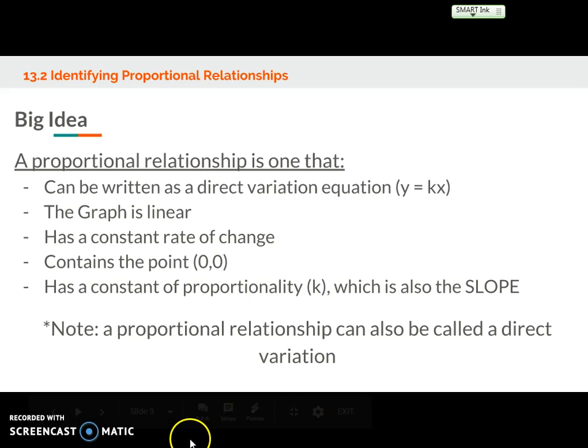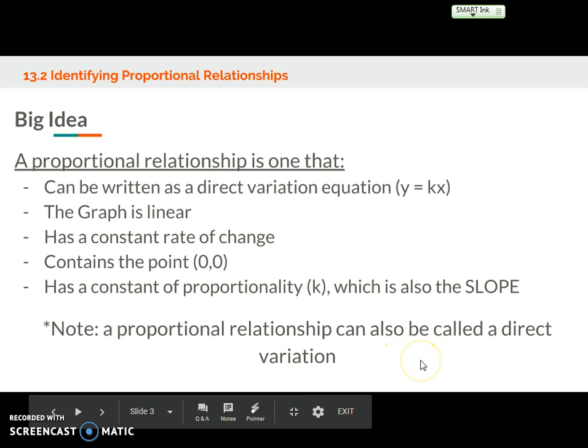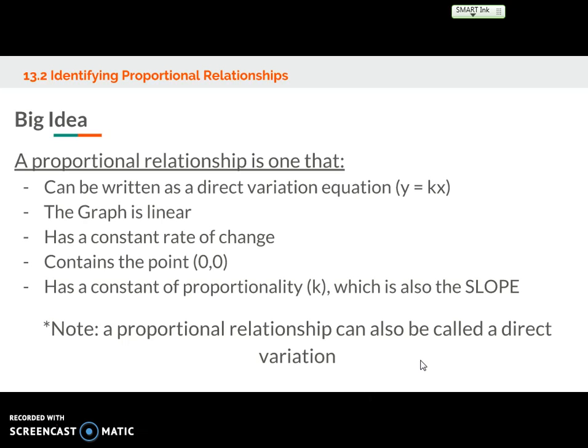Also note, a proportional relationship can also be called a direct variation. So you might hear that a little bit. Is this a direct variation? It's also a proportional relationship. Are these proportional to one another? If you don't have all these down, make sure you pause, write them down, and then we can head on to the next item here.